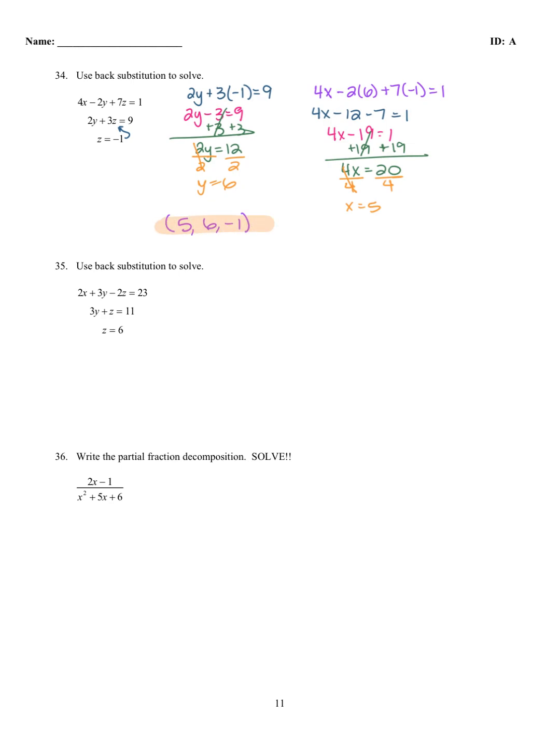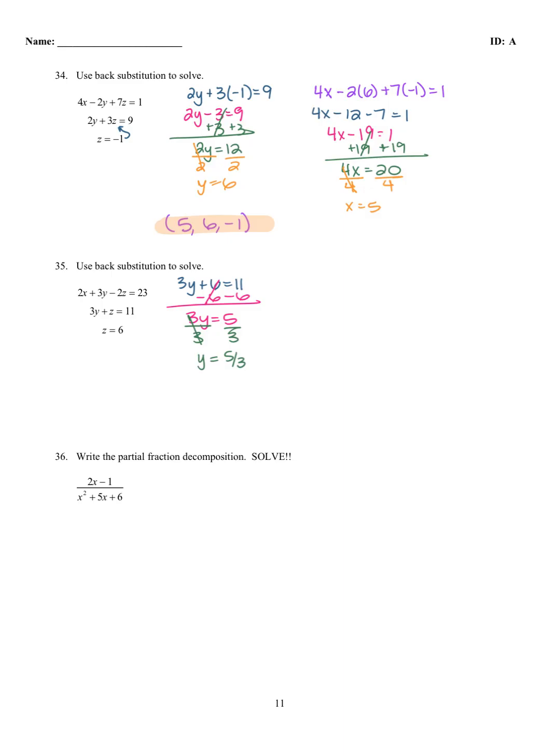With 35, you're doing the same thing. So you have 2x plus 3y minus 2z is equal to 23. 3y plus z is equal to 11, and z is equal to 6. So I'm going to plug that 6 in for z in that middle equation to get 3y plus 6 is equal to 11. Move the 6 over, subtracting it from both sides. So that's 3y is equal to 5. Then divide each side by the 3 to get y is 5/3.